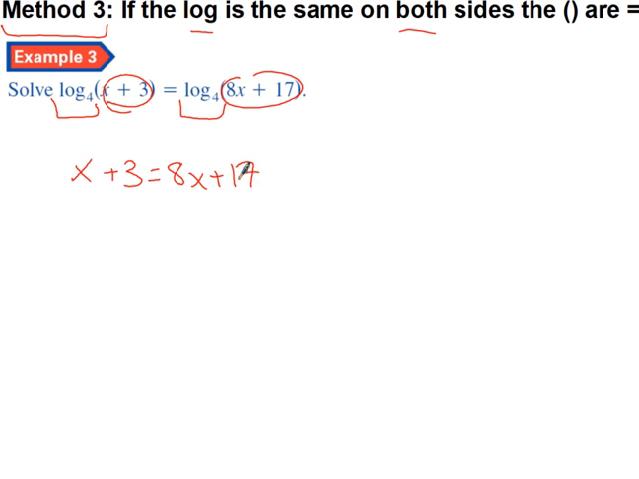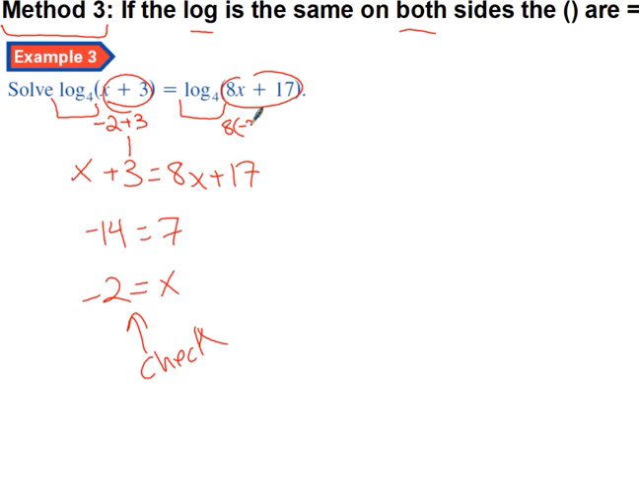So with a little bit of algebra again, we're going to subtract and get 14. We're going to subtract x and get 7. So we end up with x is equal to negative 2. Now, I'm going to have to check to see if that answer is going to work because I can't take the log of negative numbers. But if I put it in for x, negative 2 plus 3 is 1. We're good to go. And then 8 times negative 2 plus 17, that's going to give you 1 as well. So x is equal to negative 2.